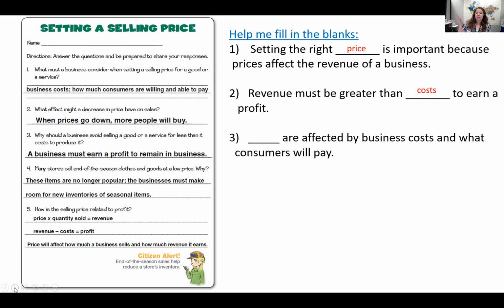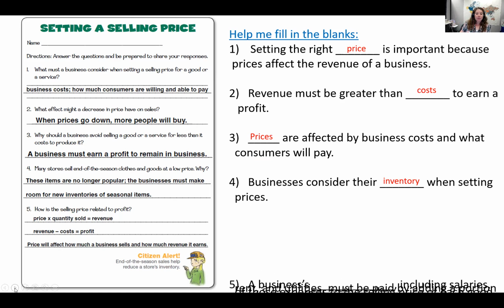Number 3, blank are affected by business costs and what consumers will pay. What are affected by business costs and what consumers will pay? The prices, obviously. Businesses consider their blank when setting prices. Their inventory, how many do they have? Is this a popular item? Is this item at the end of the season? It's not very popular. You got to consider what you have when setting prices.